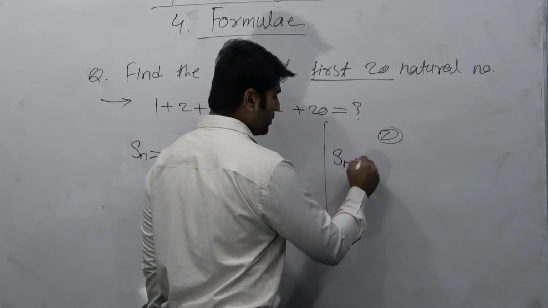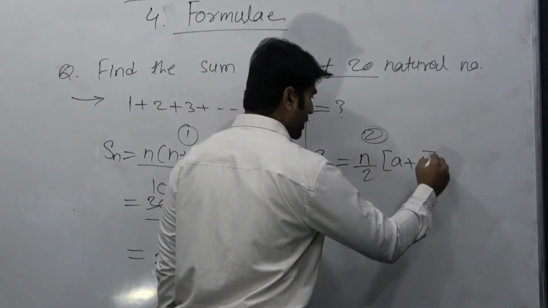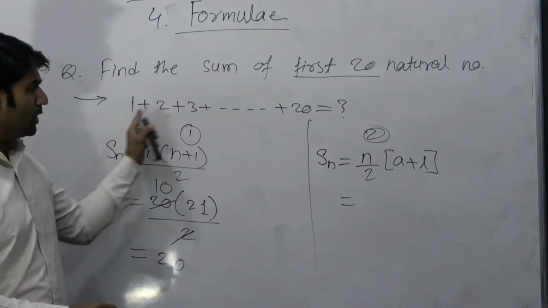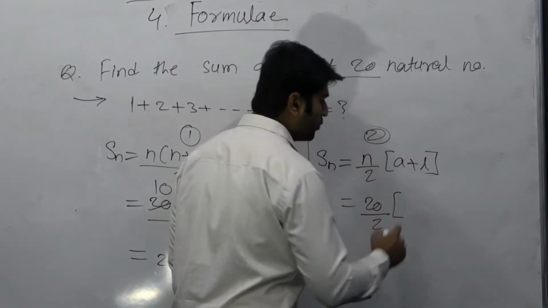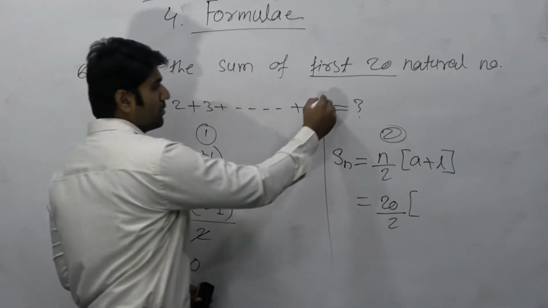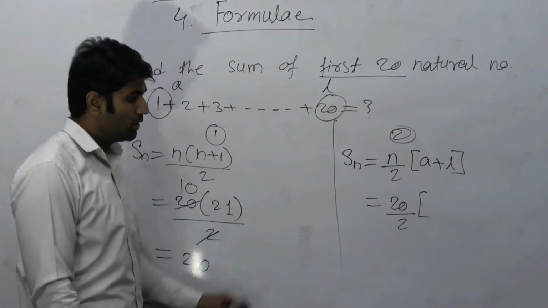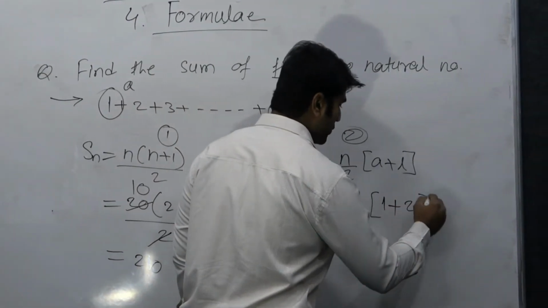Sn is equal to, we have the second formula, n upon 2 into bracket a plus l. So n means again total numbers. There are 20 numbers. Therefore 20 upon 2 into bracket a plus l. A means first number and l means last number. So this is the value of a and this is the value of l. So a means 1 plus l means last number 20.